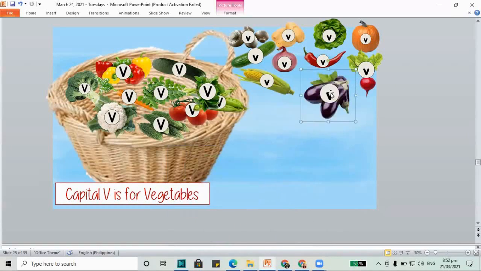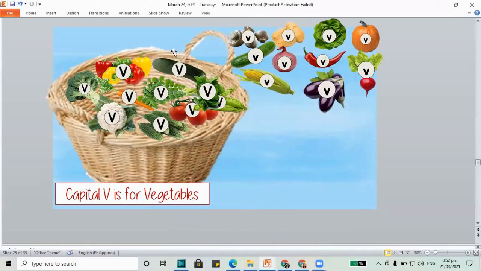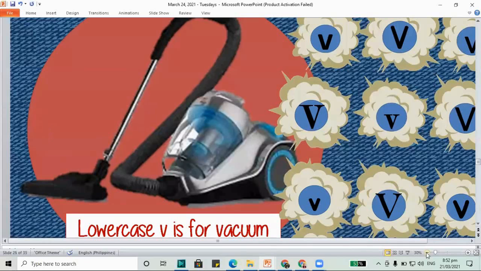So we found all our capital V's, and remember, V is for the vegetables. There are lots of vegetables that you can find, and if you eat a lot of them, that will make you healthy. It will make you strong. And how about for the next one?